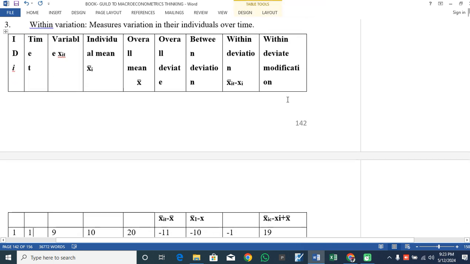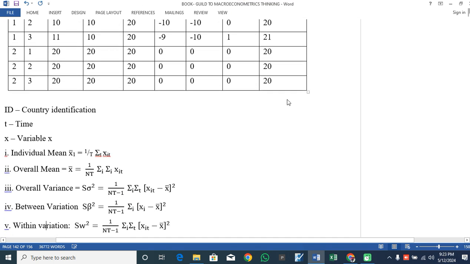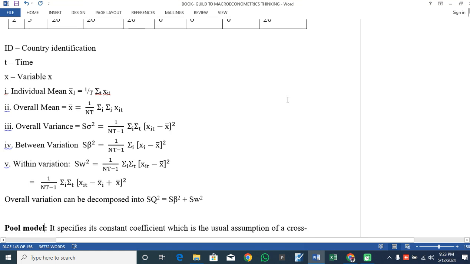But it's also expected that we look at the critical dimensions, or the mathematical composition of the dimensions of variability we have talked about. T in panel data econometrics refers to time. I refers to cross section, while X refers to variable. Then the individual mean is expressed as shown here. The overall mean is expressed as X. The overall variances, up to the within variances or variations, are all expressed in these computations or this equation.